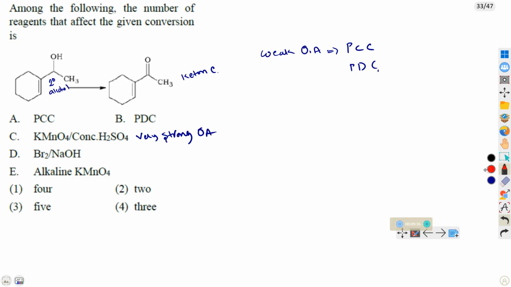So unaffected. Br2/NaOH with 2 degree alcohol, it participates towards haloform reaction. This is also unaffected. Product is different. It participates towards haloform reaction and gives iodoform as the product. Here KMnO4 H2SO4 is a very strong oxidizing agent. Carboxylic acid is formed as a product. Alkaline KMnO4, no dihydroxylation takes place. Only two reagents are suitable for this conversion.